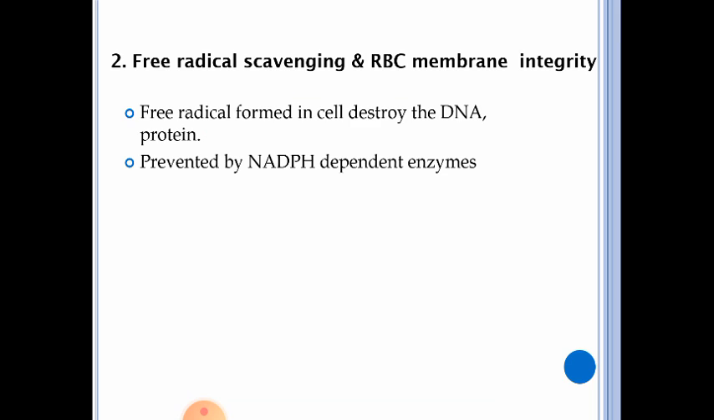So it is important to maintain the RBC membrane integrity. The RBC membrane is made up of protein. That protein will be affected by the free radicals, which causes the lysis of RBC. So this NADPH dependent enzyme helps in the removal of these free radicals, and thus helps in maintaining the RBC membrane integrity, which helps in the proper functioning of RBCs and their normal growth.